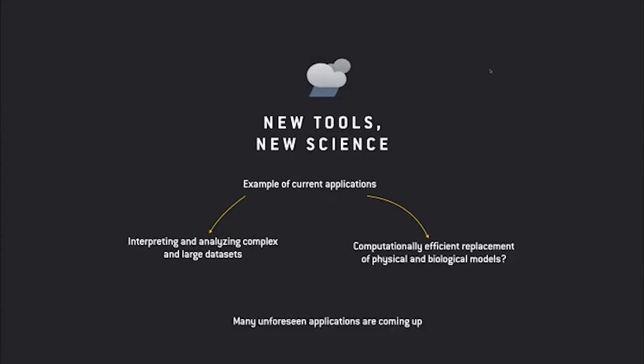So we'll go quickly into a couple of examples. Some of them will be related to how we can use those tools to analyze data, especially very large data sets, interpret them, or even extrapolate data that we have that's sparse in space and time. And also trying to be computationally efficient and trying to replace physical or biological processes in models that we don't really understand to their full extent. And of course, there will be many unforeseen applications that we don't know right now.